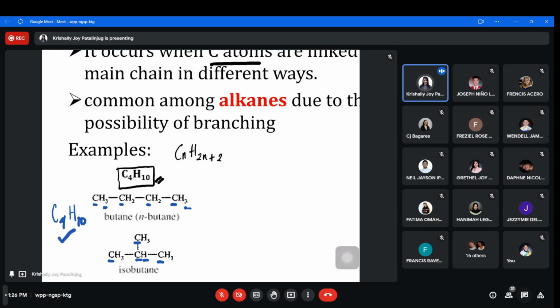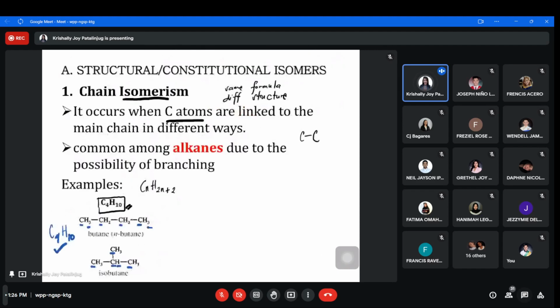But if you look at the arrangement of atoms, it is different. Particularly, they differ in the order of bonding, due to branching. So that is chain isomerism. It commonly occurs among alkanes due to branching. So that is the example, butane and isobutane.